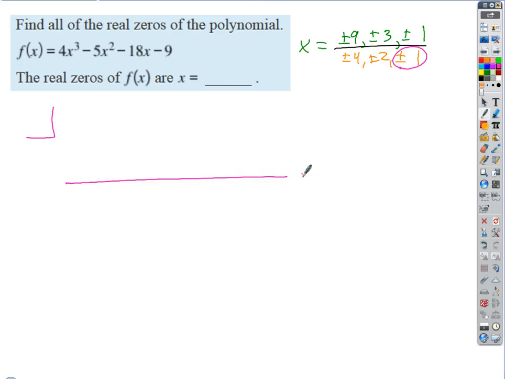So how about if we just try 1 first, right? What are my coefficients up here? 4, -5, -18, -9. And if it's a 0, we've got to end up with 0 in there. Yeah, Jesse? Would you get those numbers with x equals? Because of the rational root theorem, right?